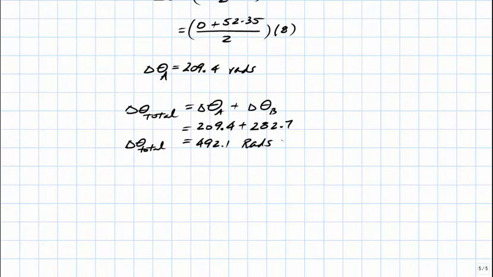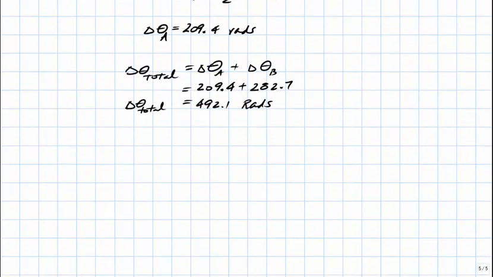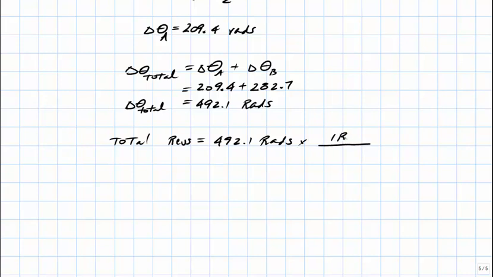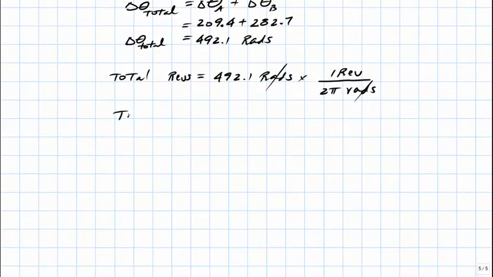radians. We can now convert the radians to revolutions very easily. So the total revolutions simply equal 492.1 radians, and we know that one revolution amounts to 2 pi radians. The radians cancel, and the total revolutions equal 78.32.